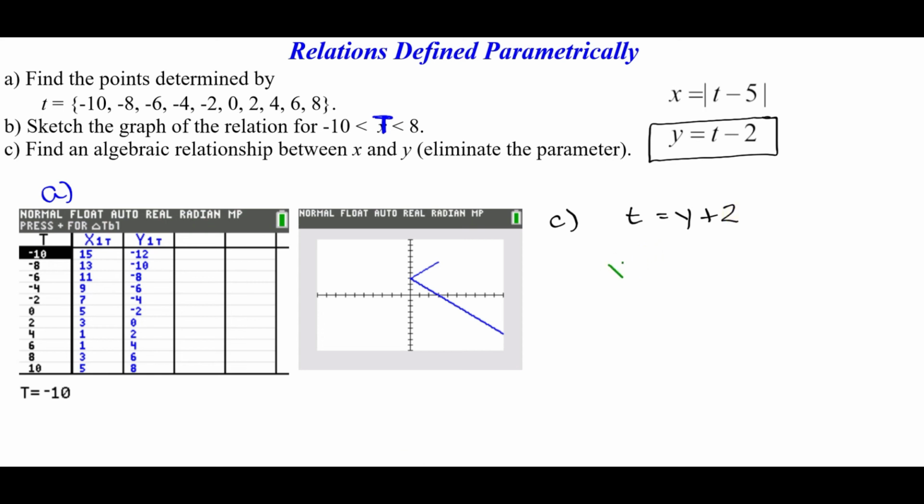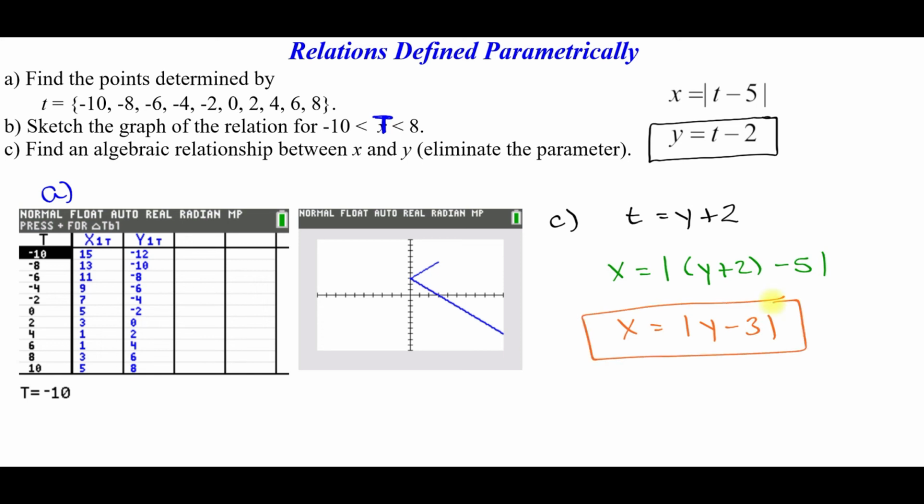So now we're going to have X is the absolute value. Instead of T, we're going to write the Y plus 2. And then we still have the -5 inside those absolute values. In this case, we don't have a whole lot of simplifying that we can do, but we can combine the 2 and the -5. So we get X equals the absolute value of Y minus 3. And then that's my answer to eliminating the parameter.